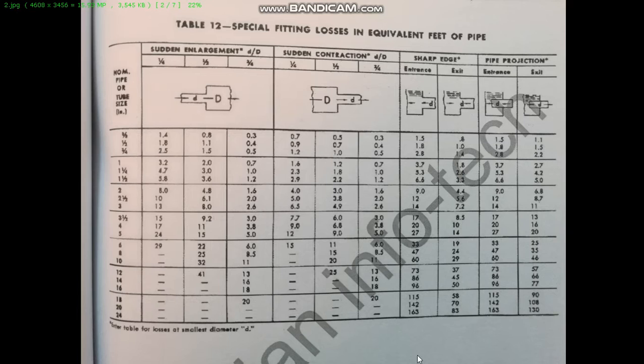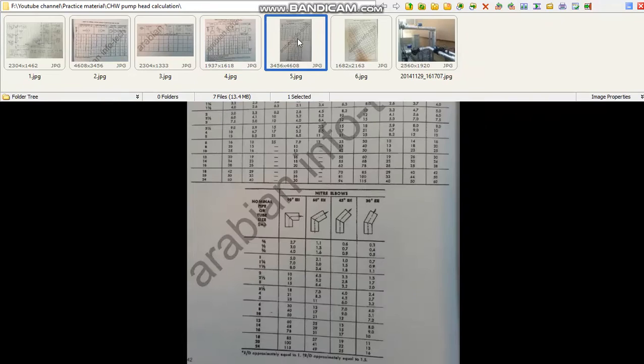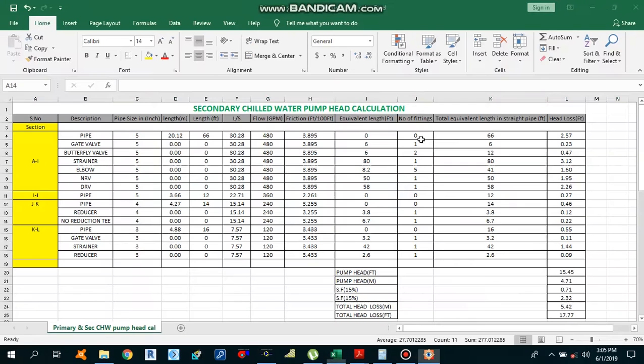So move to our chart again to find the equivalent length for the no reduction T. This is the chart we are going to use for the no reduction T. As you can see, this is the no reduction T over here, and we have a 4 inch size. If we move to the right side, for the 4 inch no reduction T, we get 6.7 equivalent length. Only one T is there, so the head loss over here is 0.22 feet.